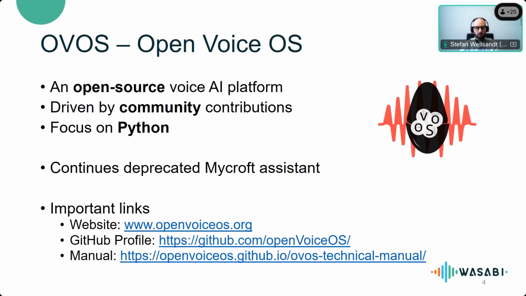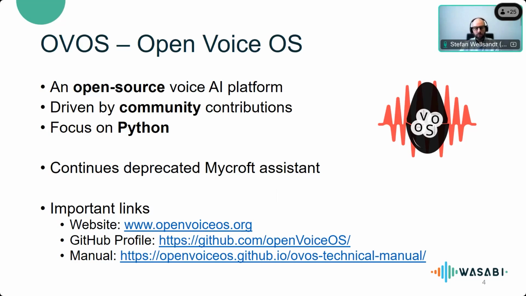That project is called Open Voice OS, OVOS, and it's a kind of voice AI platform. It is community driven, so that means there's no large company behind it, like the company that maintains the Neo4j graph database, for instance, or other large organizations like Google. Sometimes they take ownership of the contributions to such an open source project. The focus is on Python.